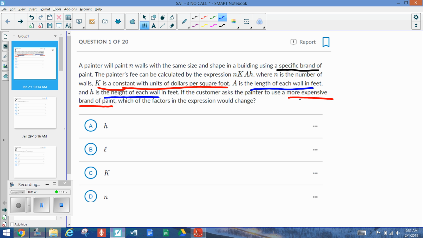I believe it would be K. It will be K, I agree, because K is the constant with the units of dollars per square foot. When you increase it, you're going to pay much more money, so you're going to buy a better quality of paint. Does that make sense? Yes.